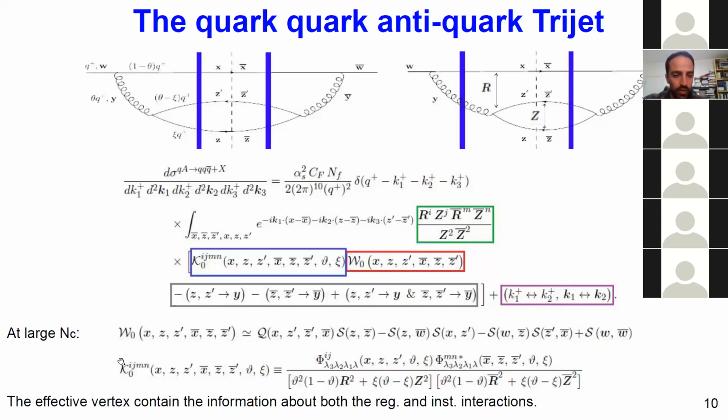Maybe let me give you some comment about this kernel. As I mentioned, the kernel is what encodes the time evolution. And what you can see here, this capital phi, is what is known as the effective vertex. This vertex will reproduce the DGLAP splitting functions, and it knows both about the regular emission and the instantaneous emission. So that's about the kernel.